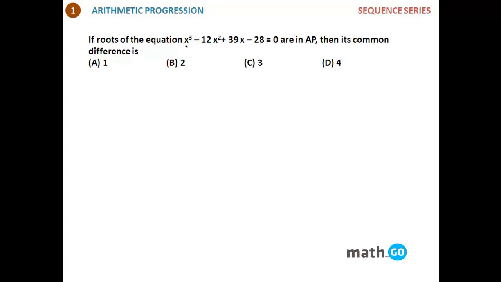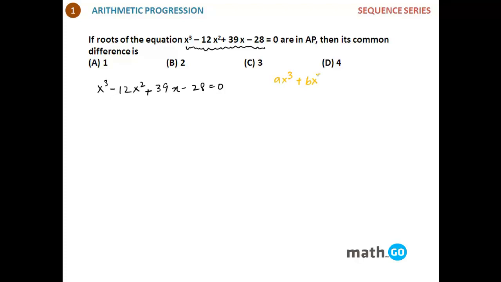It says if the roots of this particular equation are in AP, then you have to find the common difference. Now there is something new to learn here as well. This particular problem has a cubic: x cube minus 12x square plus 39x minus 28 is equal to 0. I am going to cover this in your different chapter called quadratic equations, but since it has been asked here, let me introduce the topic over here as well.